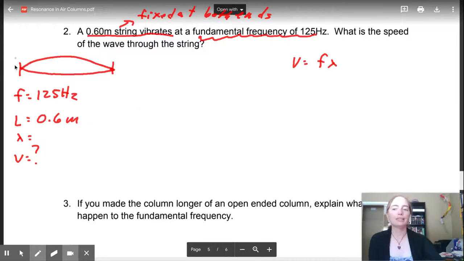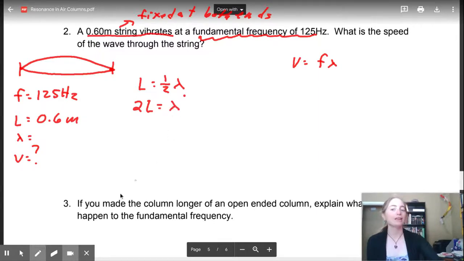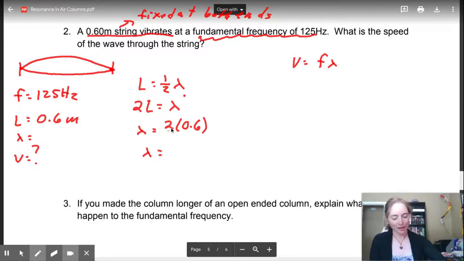Now let's think here. The distance between one node and another node is equal to what proportion of a wavelength? Half a wavelength. So the length of the string is equal to one half of a wavelength. Well, we need the wavelength, so we're going to rearrange this. I'm going to multiply both sides by 2 in order to cancel out that half. So double the length of the string is going to give me one wavelength. So the wavelength is going to equal 2 times 0.6 meters, which gives me a lambda of 1.2 meters.